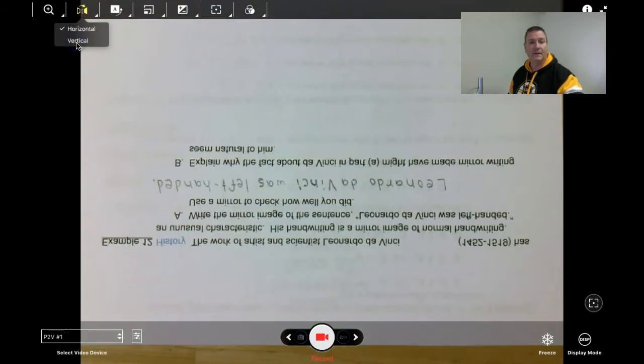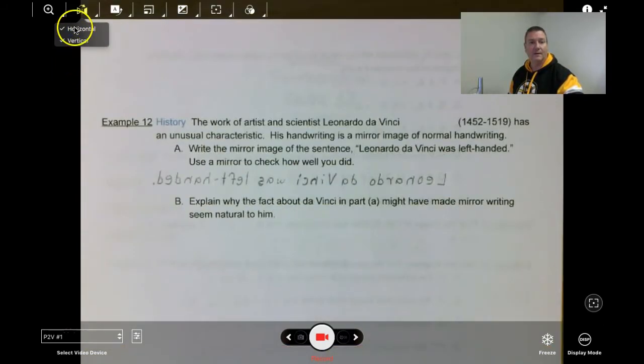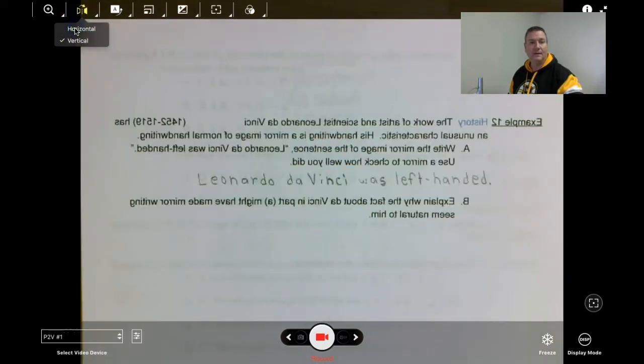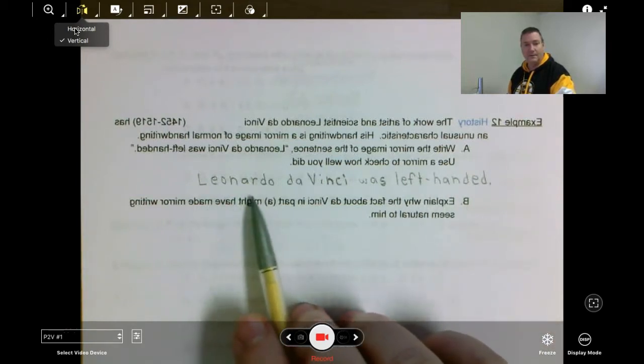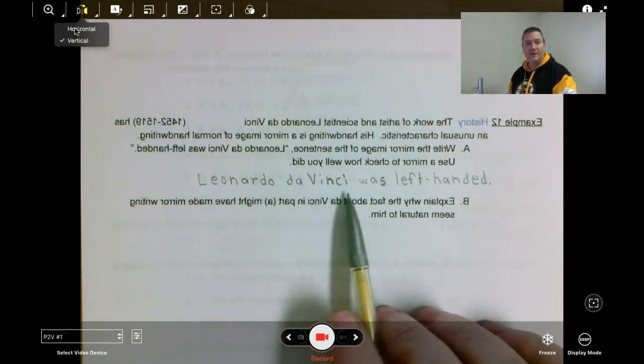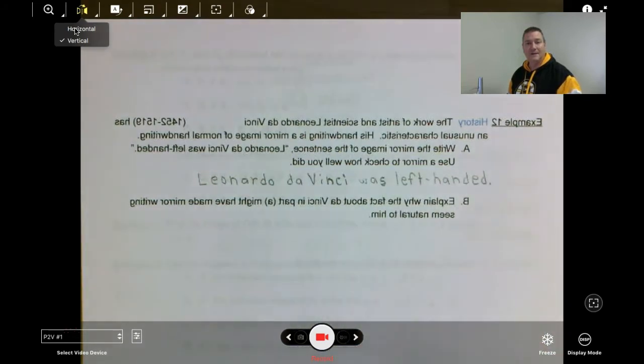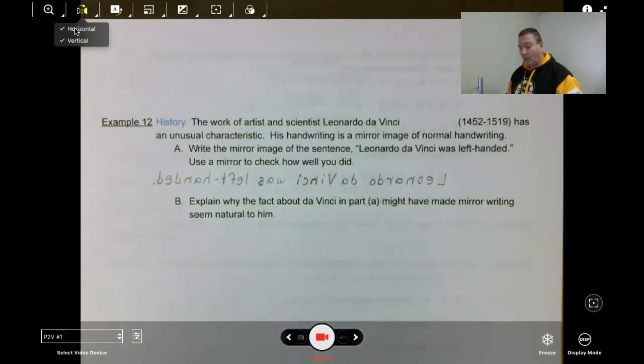vertically. Nope, wrong one. There we go. And Leonardo da Vinci was left-handed. Actually came out pretty good. One of the better ones I've ever done. Okay. Why would he do that?